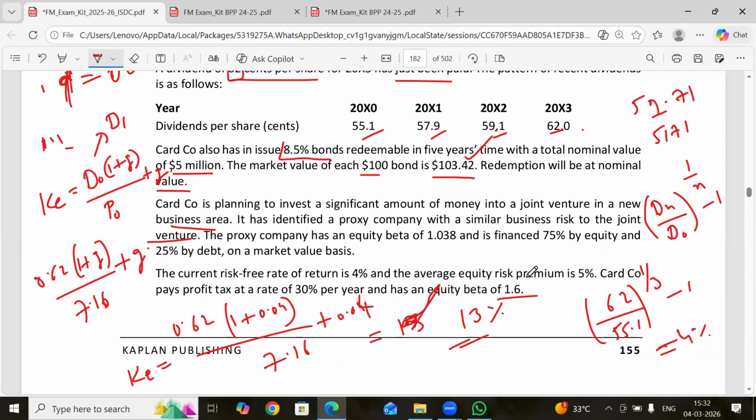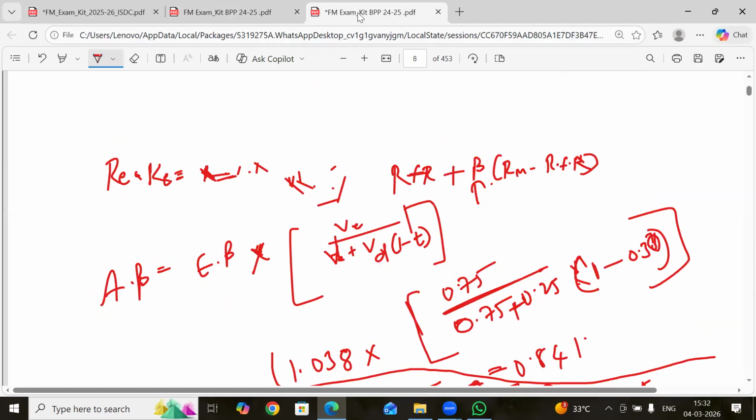We are finding out the cost of equity or required rate of return from the joint venture business. Card company itself is a company, and they are looking for a new investment. When they are looking for a new investment, they want to find out the return from that new investment, so they want the beta with respect to that investment. The challenge was, this is given, this is standard for every business, market returns are standard for every business, but beta differs from business to business. So card company's beta is 1.6.